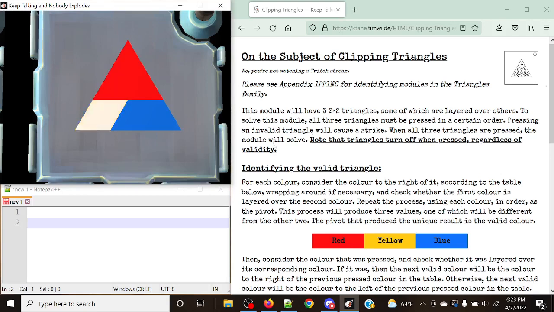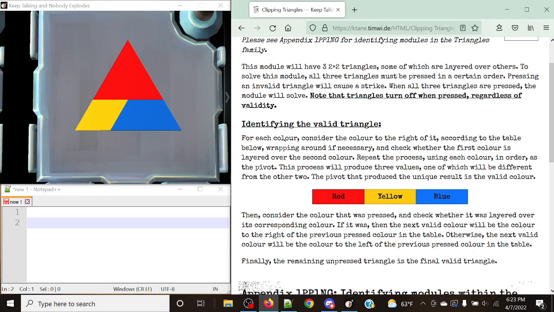So let's take a look at clipping. Now, what we're trying to do is identify valid triangles. We're going to find our first value by doing this sort of movement here. For each color, consider the color to the right of it. In this case, red considers yellow, yellow considers blue, and then blue considers red, wrapping around if necessary, and check whether the first color is layered over the second color.